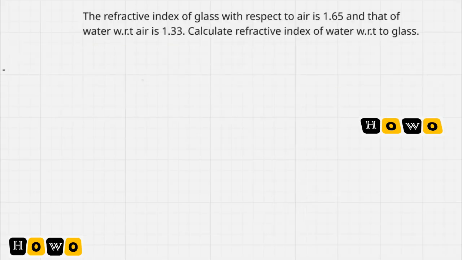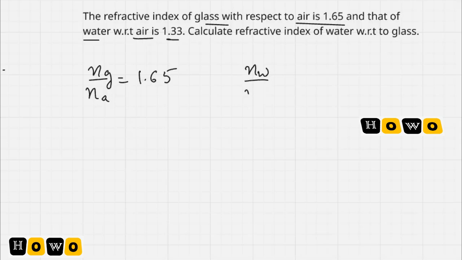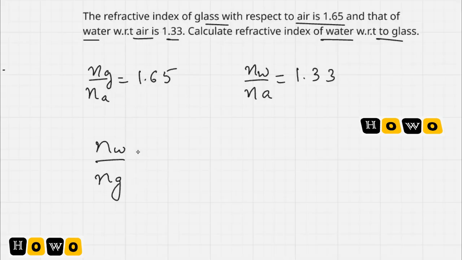In this question, refractive index of glass with respect to air is given as 1.65. So refractive index of glass with respect to refractive index of air is equal to 1.65. Also, refractive index of water with air is 1.33. So refractive index of water with refractive index of air is equal to 1.33. Now we have to find out refractive index of water with respect to glass. So refractive index of water with respect to refractive index of glass.